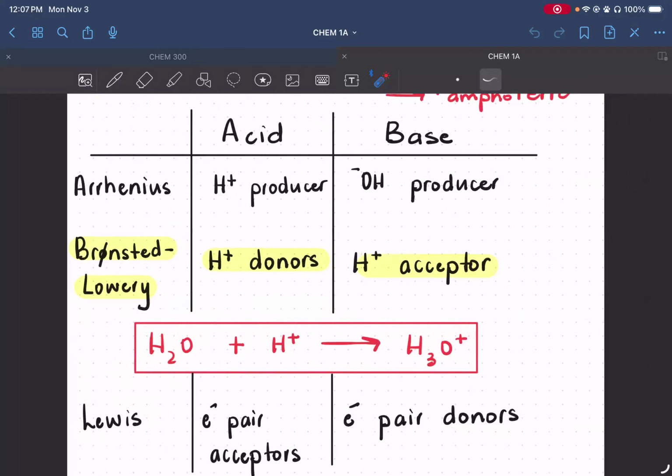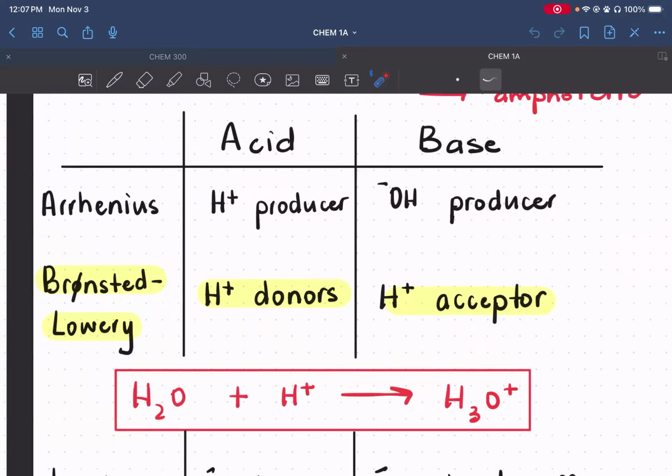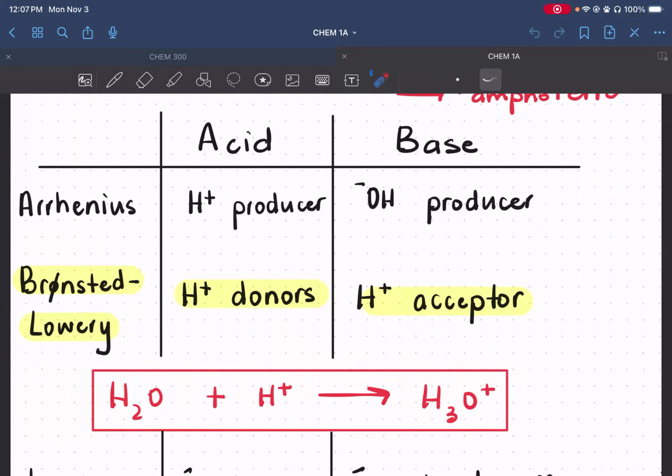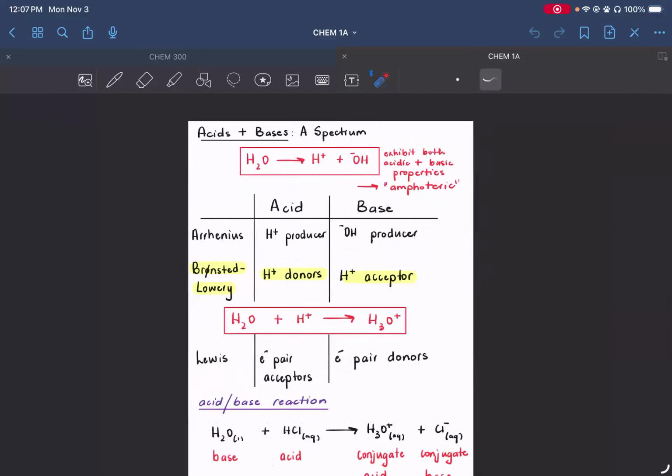Now, it's important to know that all of these definitions are still true to this day. Some just work better than others. For the purposes of Chem 1A, we will be sticking to the Bronsted-Lowry definition. That is where an acid is a proton donor and a base is a proton acceptor.